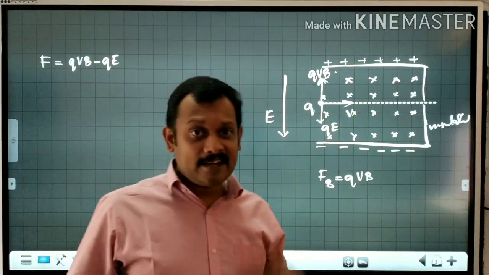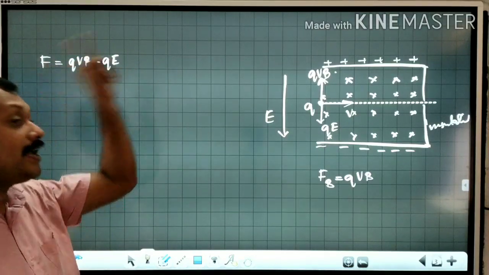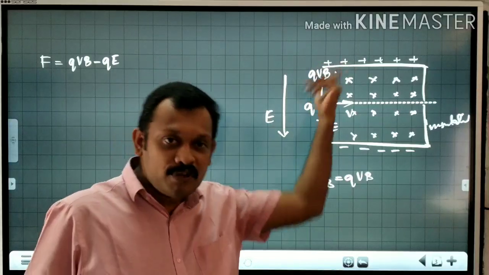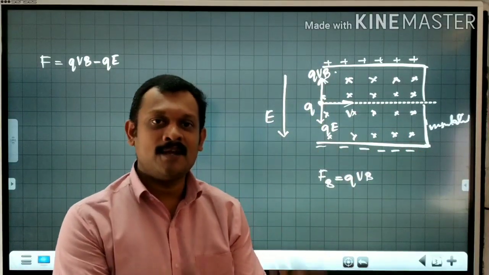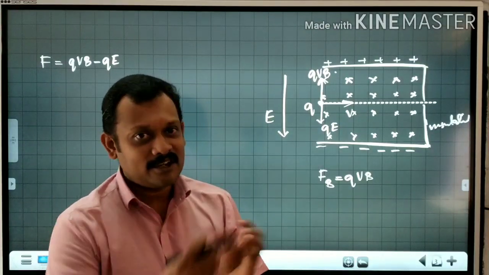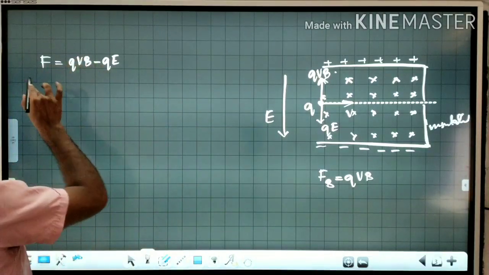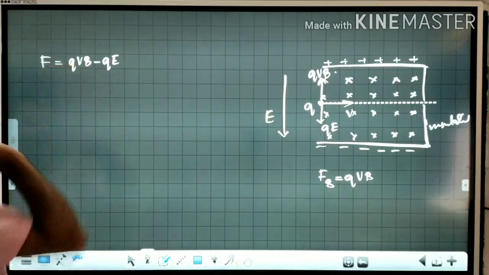Suppose if it was a negatively charged body, then the answer should have been the reverse of this, QE minus QVB. Because for a negative charge, QE will be upwards and QVB downwards. No problem. Whether you take a positive charge or a negative charge, there are only small differences in the direction of the force in the answer. Okay, so net force on the charged particle is QVB minus QE in magnitude.